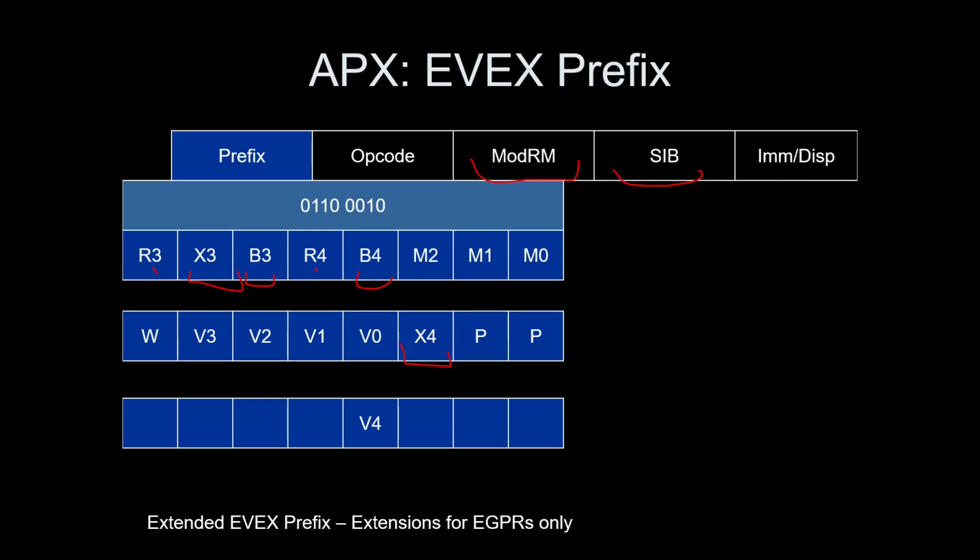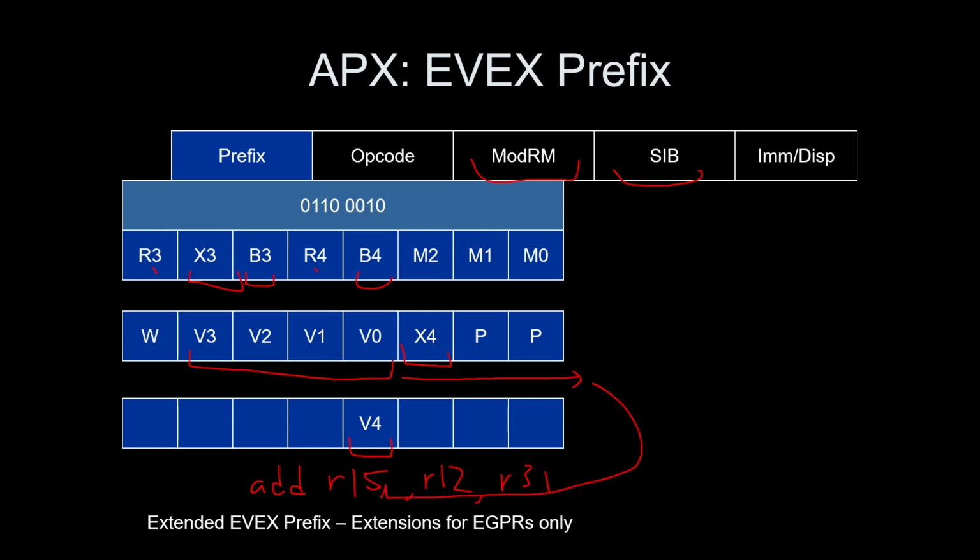Well, what does that give you? Well, it gives you this non-destructive destination. So now, hey, this is your destination now. If you're doing, like, say, a non-destructive add, you can now do this in APX. You can do R15, let's say, R12, R31. You can use the extra bits here to encode R31. You encode R15 in this extra field. And notice one difference here is this is actually the destination. This is one of the sources in AVX 512. This is one of the destinations.